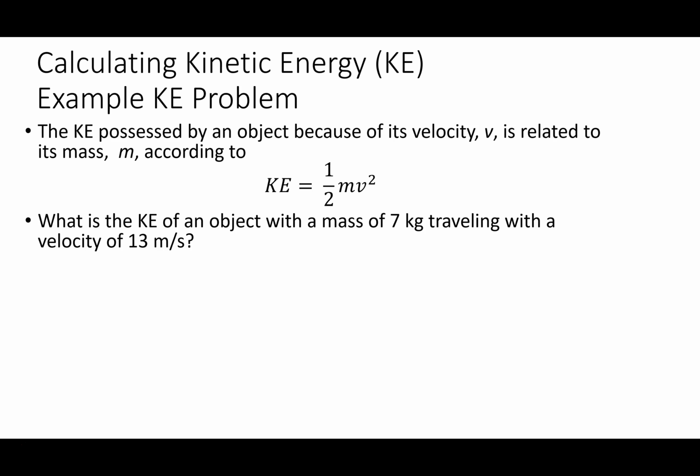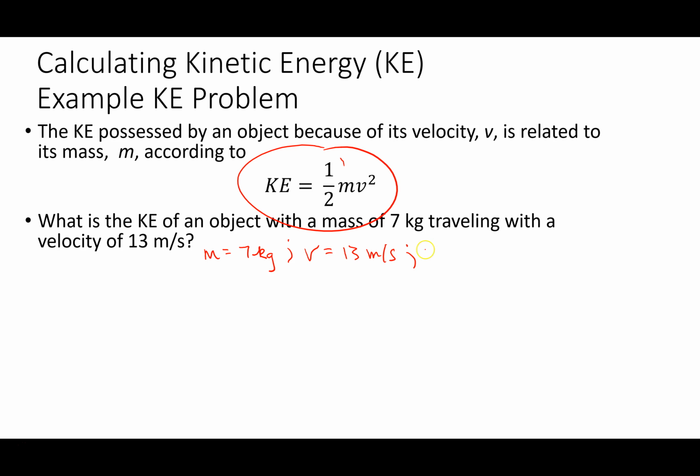So let's do a few problems. Find the kinetic energy of an object with a mass of 7 kilograms traveling with a velocity of 13 meters per second. And again, you're going to want to make sure we carry along the units as we work the problem. So I can pull out M is equal to 7 kilograms, V is equal to 13 meters per second. And then I'm ready, as we do in a lot of things with physics, to just plug these values into the formula.